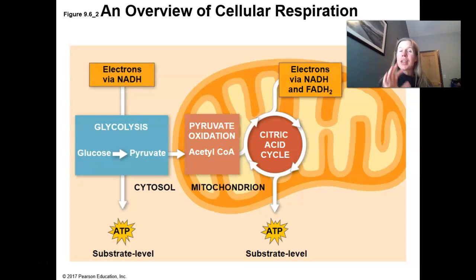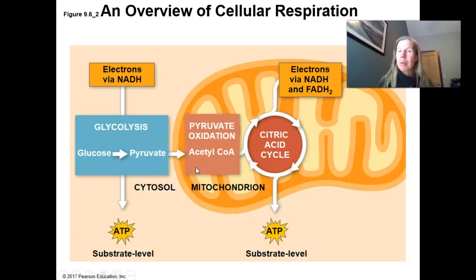Okay, our next step is we're going to take that pyruvate and we're going to oxidize it. What does that mean? We're going to take a couple electrons off of pyruvate, good. And in fact, we are going to convert it into a molecule called acetyl-CoA. Now, I know this sounds like a foreign language, it kind of is, but what you need to know about acetyl-CoA is it's a 2-carbon molecule.